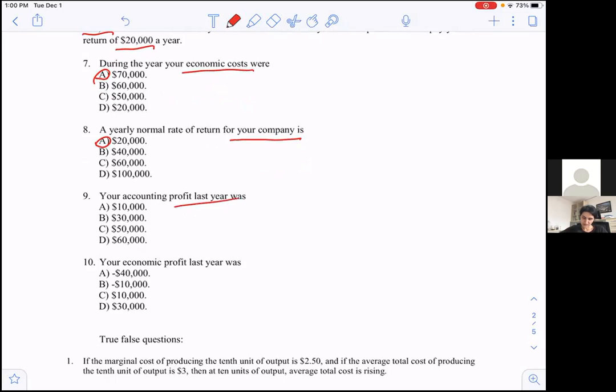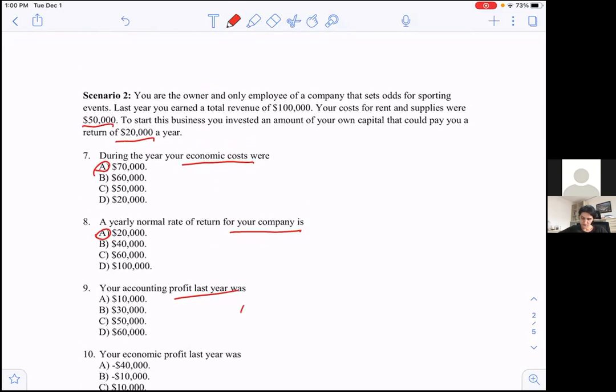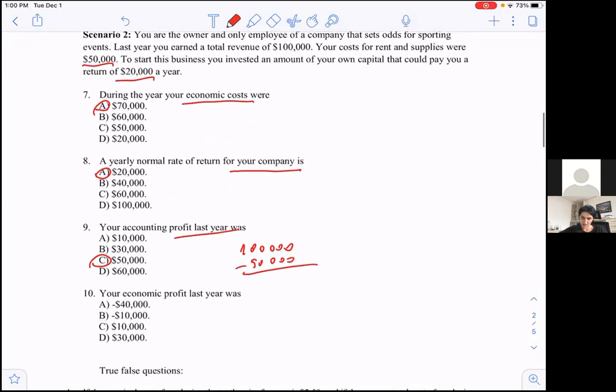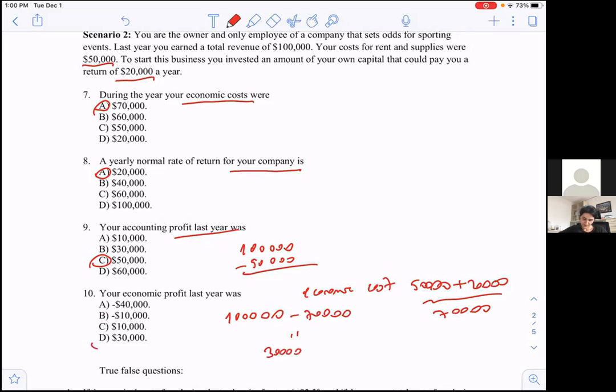Your accounting profit last year, okay, total revenue $100,000, and explicit costs were $50,000. Okay, so accounting profit is $50,000. Your economic profit: 100,000 minus the economic cost. Economic cost is 50,000 plus 20,000, so 70,000. 100,000 minus 70,000, okay, 30,000 is the economic profit.